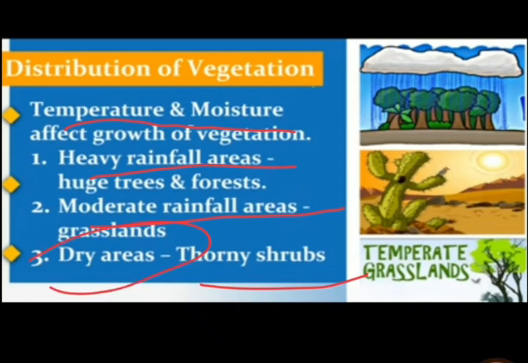In such areas, plants have deep roots and leaves with a thorny and waxy surface, which reduces loss of moisture through transpiration. Then the tundra vegetation also. The tundra vegetation of the cold polar regions comprises mosses and lichens.